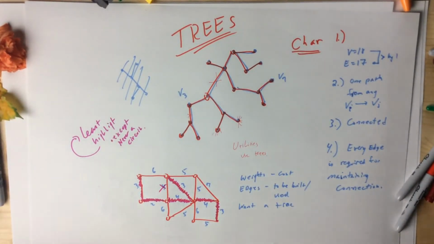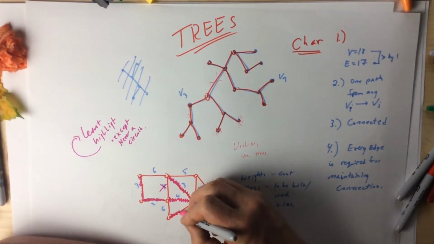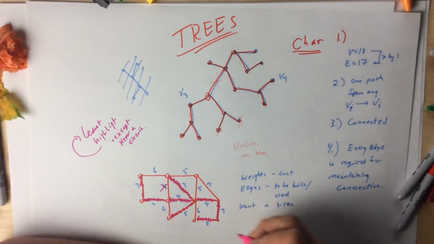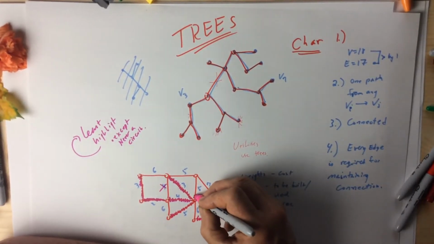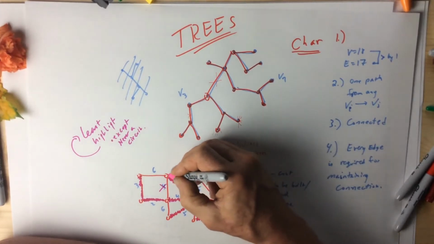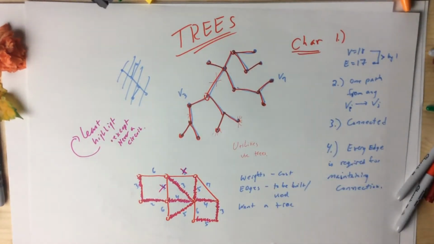So now I'm going to highlight some 5s. Here's a 5. Here's a 5. Here's a 5. Oops, and I can't do this 5 because that would make a circuit.